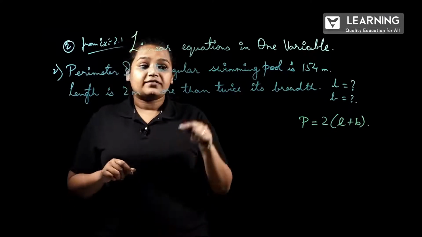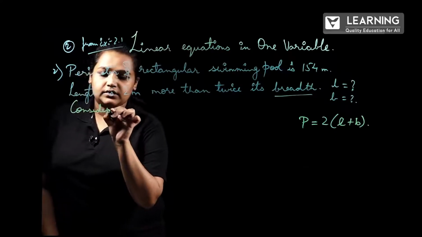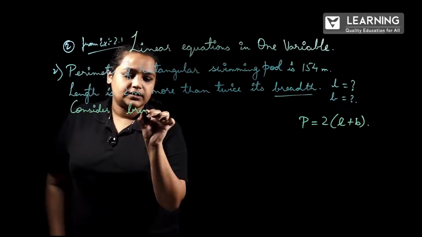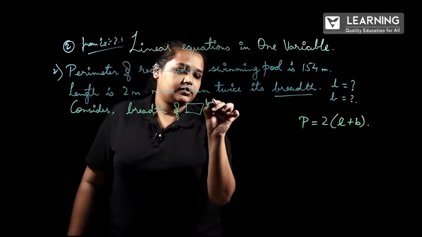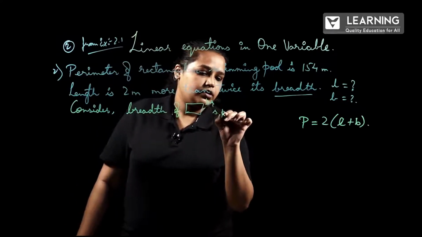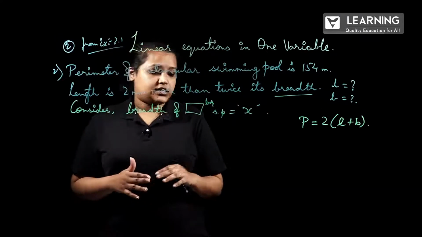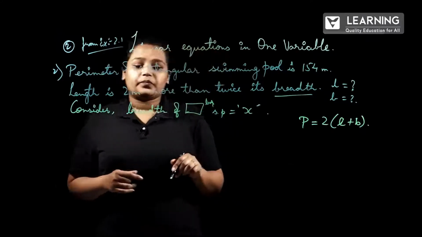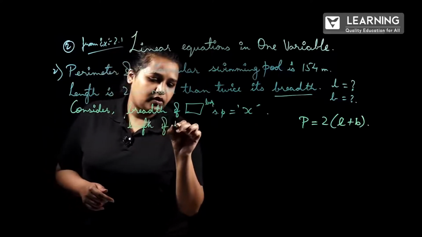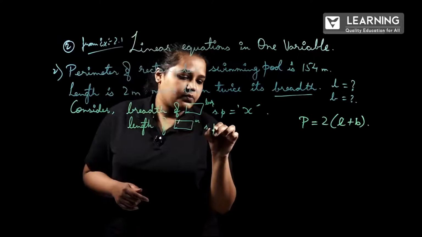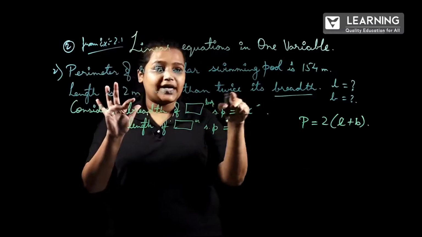So what we have to do, first, we'll consider the breadth of the rectangular swimming pool as x. You can take the variable of your wish, I'll be taking x. So now the length of the rectangular swimming pool will be 2 meters more than twice its breadth.